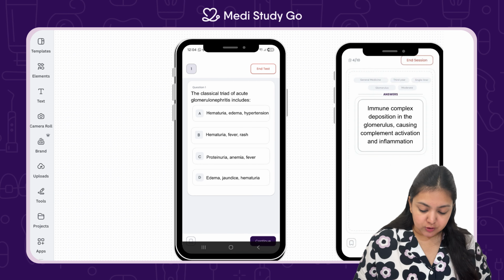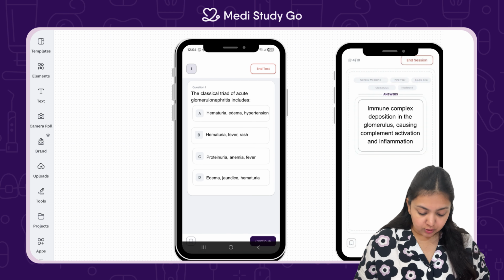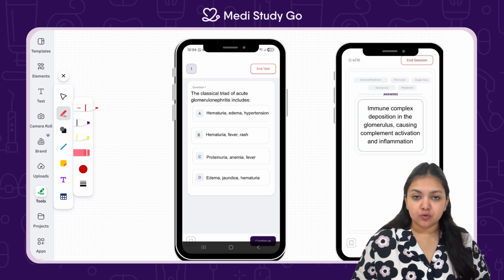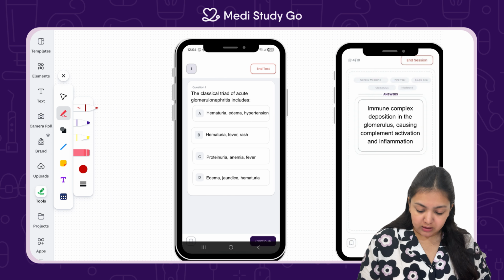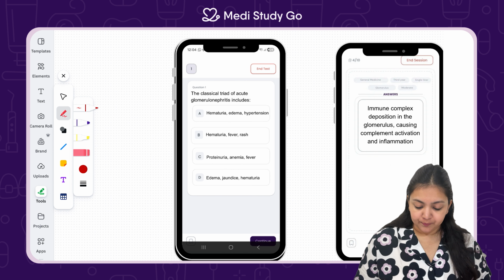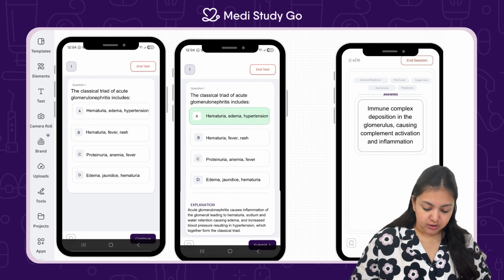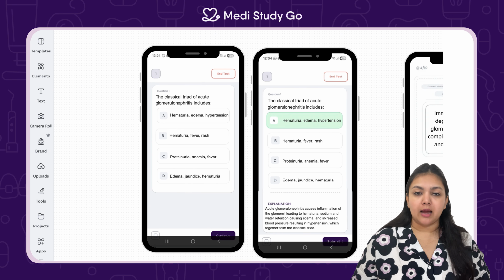Secondly, if you solve an MCQ: the classical triad of acute glomerulonephritis includes the one which we studied, of frothy urine, etc. So there is going to be hematuria, edema, hypertension. Hematuria, fever, rash: rash is not present. Proteinuria, anemia, fever: yeah, fever can be there, but hematuria is also a finding. Edema, jaundice, hematuria: no, jaundice is not present. So mostly it is the first option, which is hematuria, edema, and hypertension.